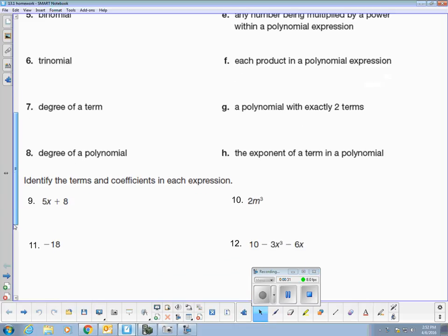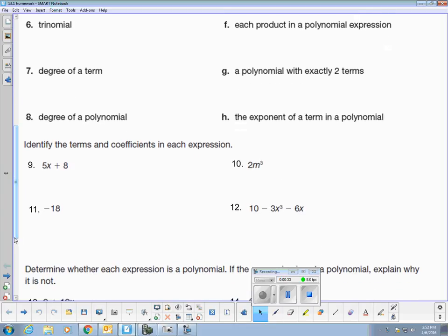So let's go down to number 9 through 12, which says to identify the terms and the coefficients. So in number 10, this consists of one term. We call that a monomial. And the coefficient is the number in front of my variable, m to the third. So the coefficient in number 10 is 2.